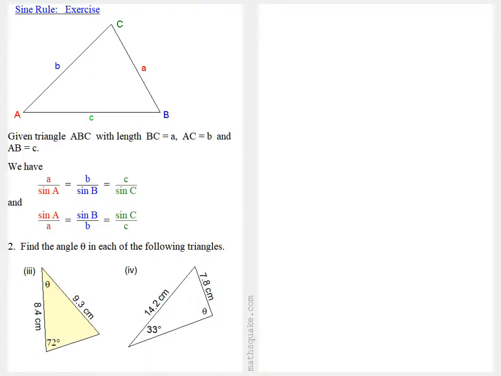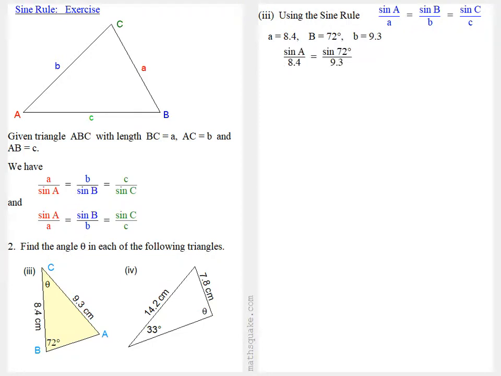In part 3, we have a triangle with sides 8.4 centimeters and 9.3 centimeters. It also has angles 72 degrees and theta. However, theta is not opposite one of the sides that we know, so we'll have to start by working out the angle A. So using the sine rule, sine A over A equals sine B over B equals sine C over C, we have the side A is 8.4, the angle B is 72 degrees, and the side B is 9.3. So sine A over 8.4 is the sine of 72 over 9.3.